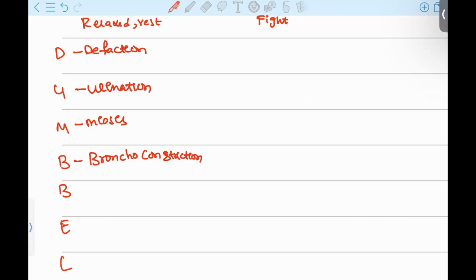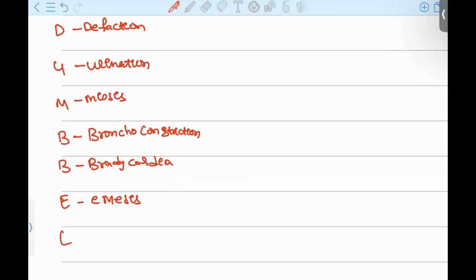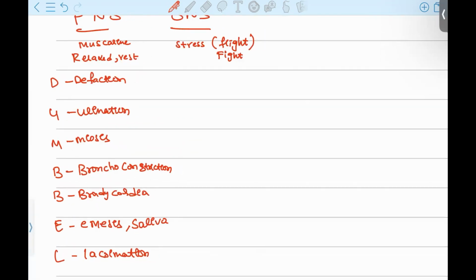Okay. And next, bradycardia. Then emesis, which means vomiting. So more and more liquid formation or saliva formation will be seen in the body. All secretions are increased in the parasympathetic nervous system only. And lacrimation. Opposite to this, the difference will be that the patient will be having constipation, right? The patient will be having constipation and urinary retention.